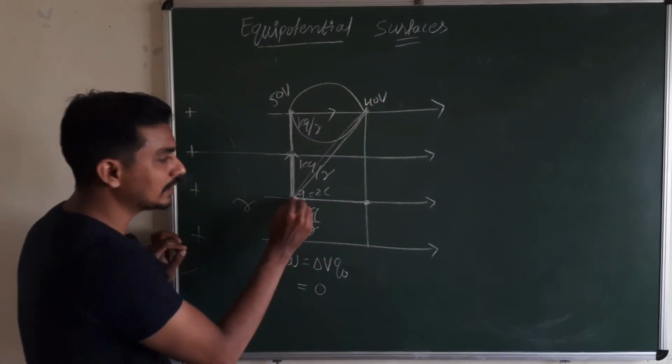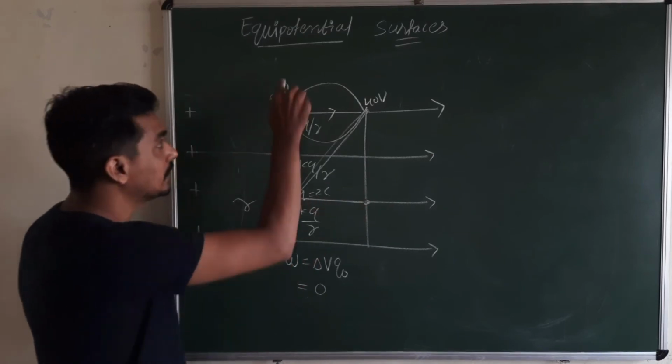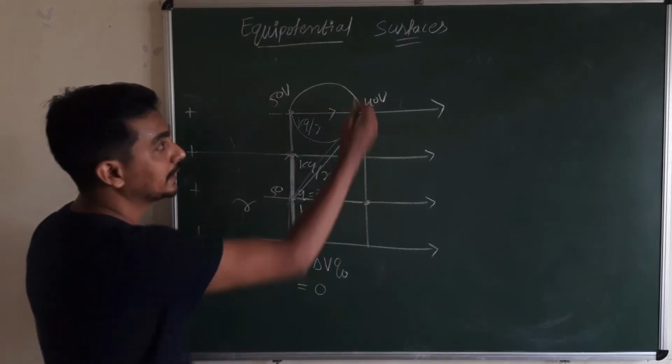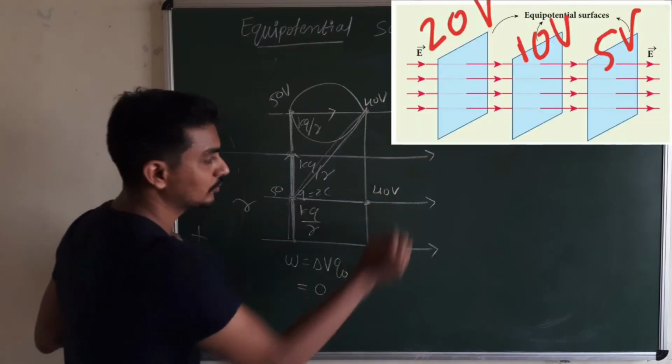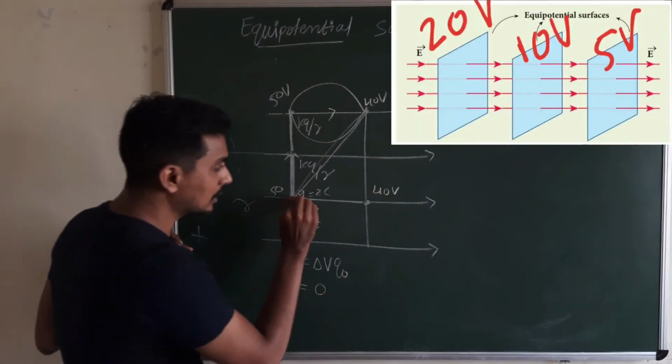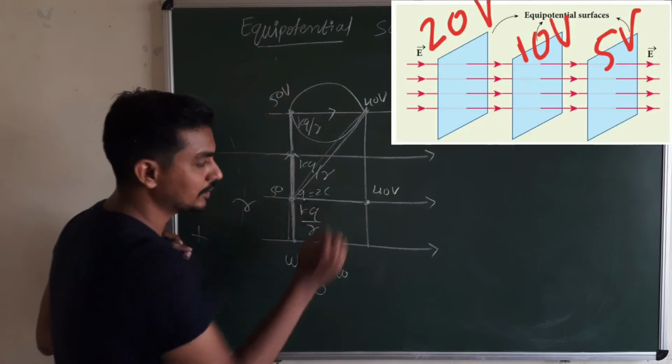See, what is the potential difference between these 2 points? Here we have 50 volt, and this is also an equipotential surface. So here it is also 40 volt. So what is the work done in bringing a charge from this point to this point?